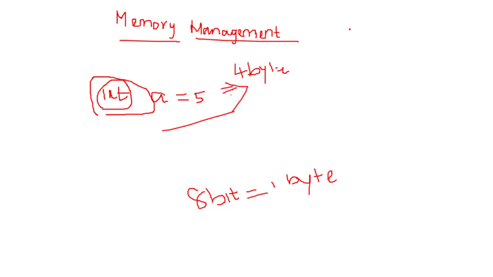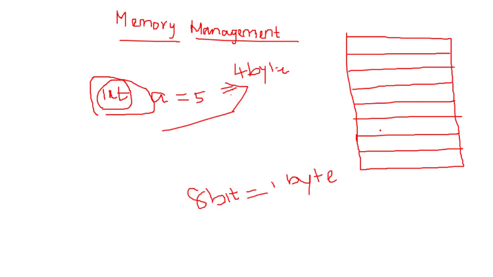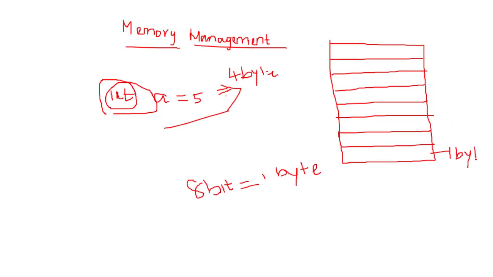For example, let's consider this is a memory, which is nothing but the main memory, the RAM that you use in your computer. This memory will be divided into several parts. In this memory, each of these sections is 1 byte. So what is 1 byte? 8 bits is equal to 1 byte.